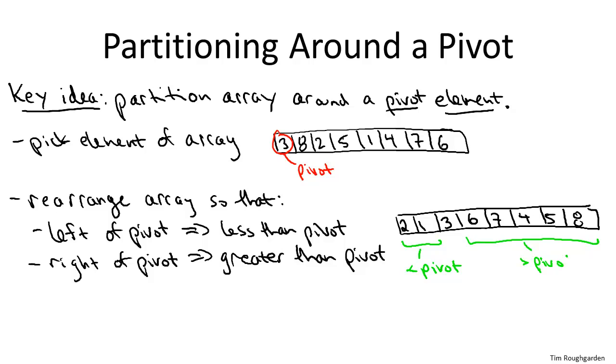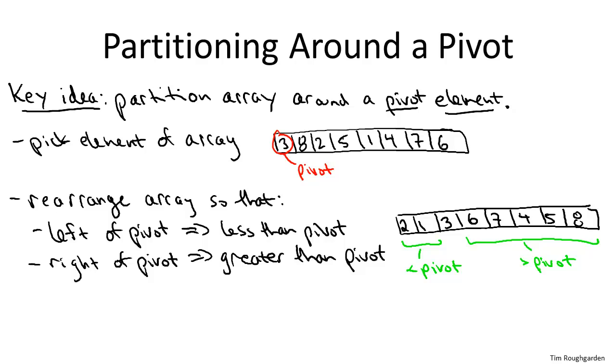And the 5 elements to the right of the pivot, to the right of the 3, are indeed all greater than 3. Notice in the partitioning subroutine, we do not insist that we get the relative order correct amongst those elements less than the pivot or amongst those elements bigger than the pivot. So in some sense, we're doing some kind of partial sorting.